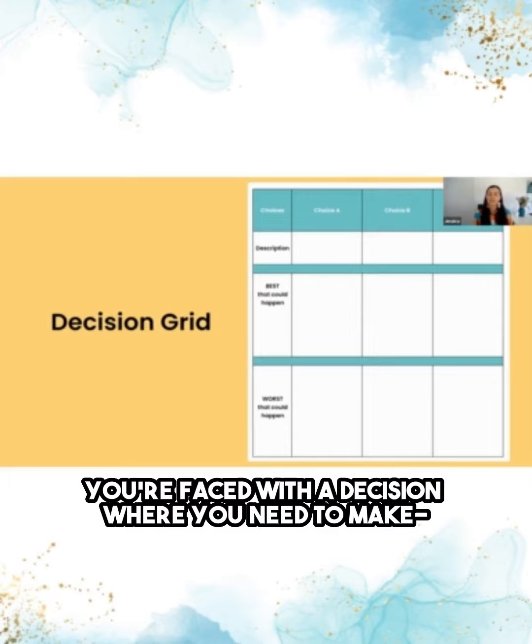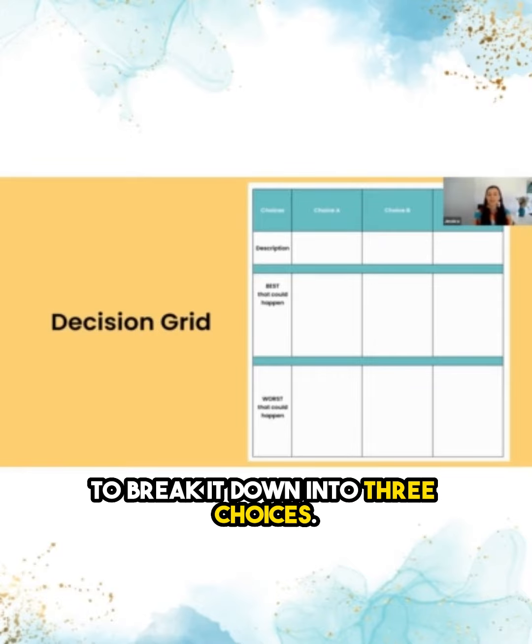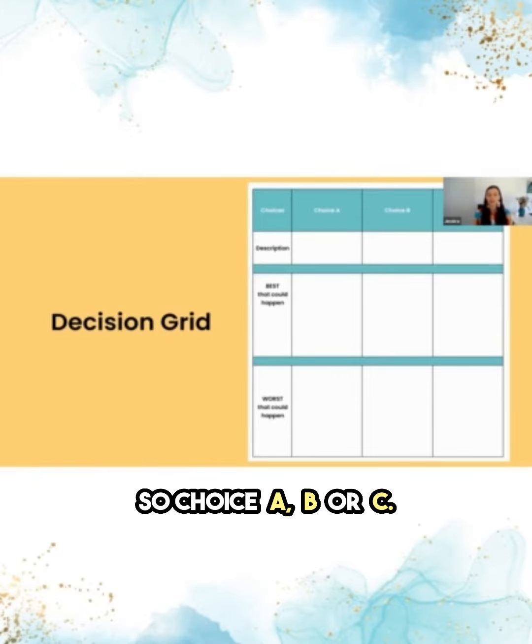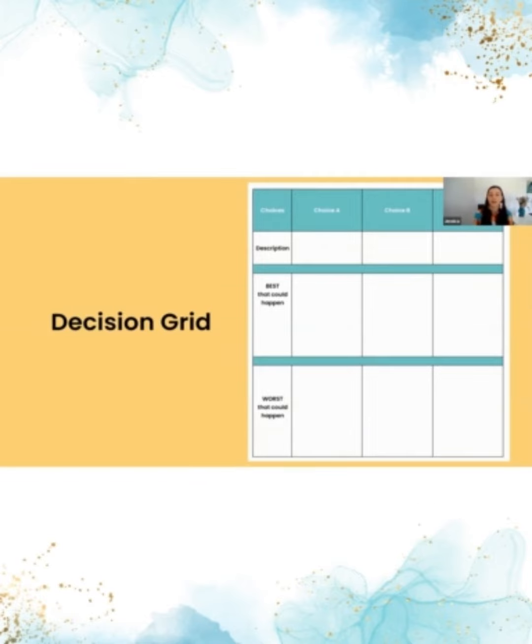You're faced with a decision where you need to make rapid action or decisions. And it's pretty simple to break it down into 3 choices. So choice A, B, or C. So different avenues you could take with the decision.